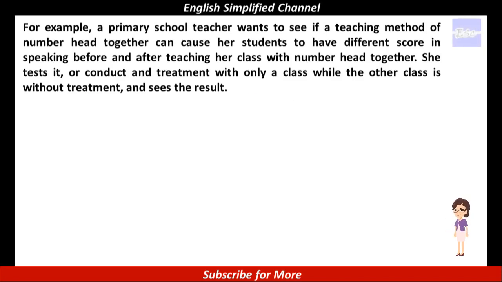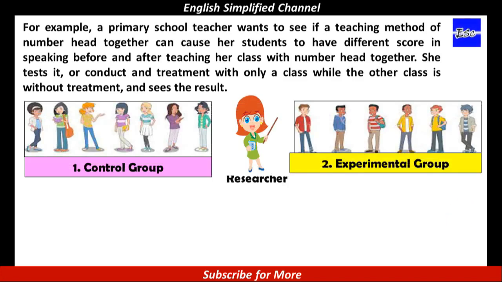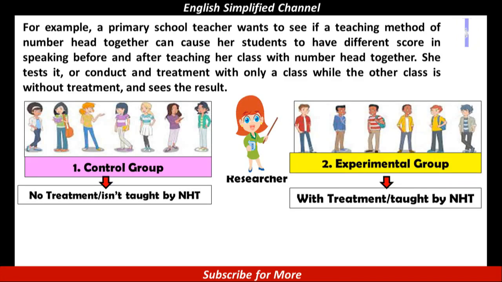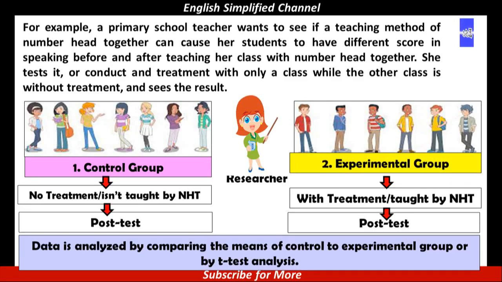Static group comparison has two groups of sample, they are control and experimental group. Then the researcher only gives treatment to the experimental group. After the treatment, the researcher tests the samples, then the data is analyzed by comparing the means of control to experimental group or by t-test analysis.